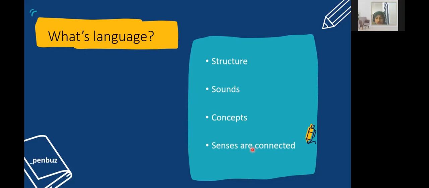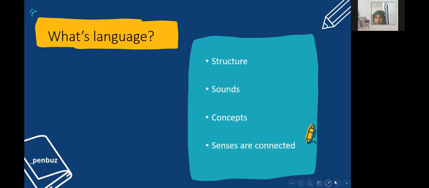If you can understand people when they're speaking, if you're good at listening and you grasp whatever they say, then your speaking skill is going to be excellent. Okay, so this is what I mean by what language is. Language is a set of structures, a set of sounds, a set of concepts, and also all the skills, listening, speaking, reading, and writing, are connected to each other. So this is what language is.